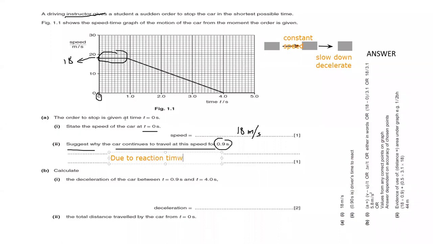Because whenever someone gives you an order, you don't perform that action instantly; you take some time to react, and that time interval is called a reaction time. Same thing: the moment the instructor ordered the student to stop the car, the student takes time to react to the instruction, and then he will press the brake. So in that interval when he was reacting, that interval is known as the reaction time. Is it clear? Part A, part 2.